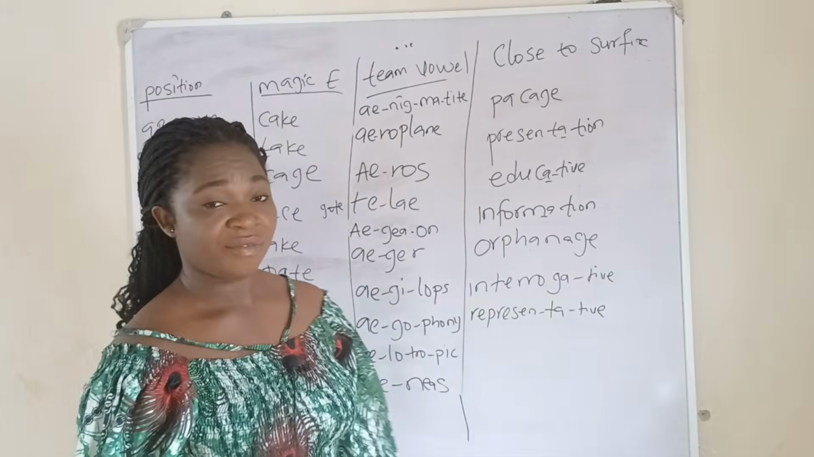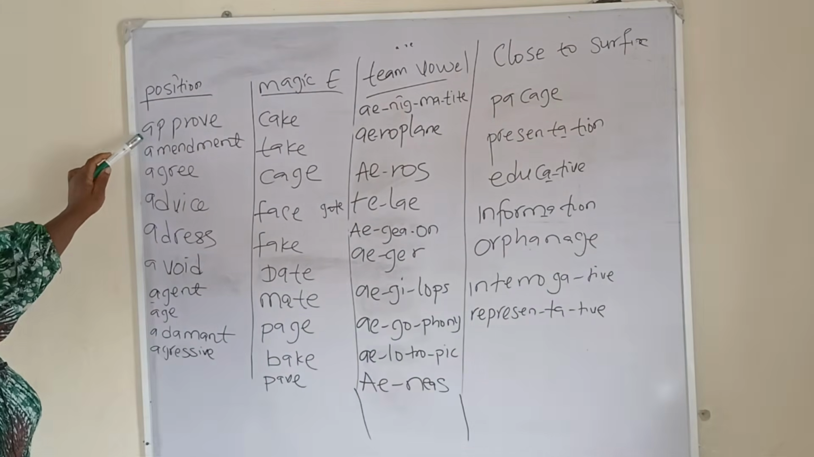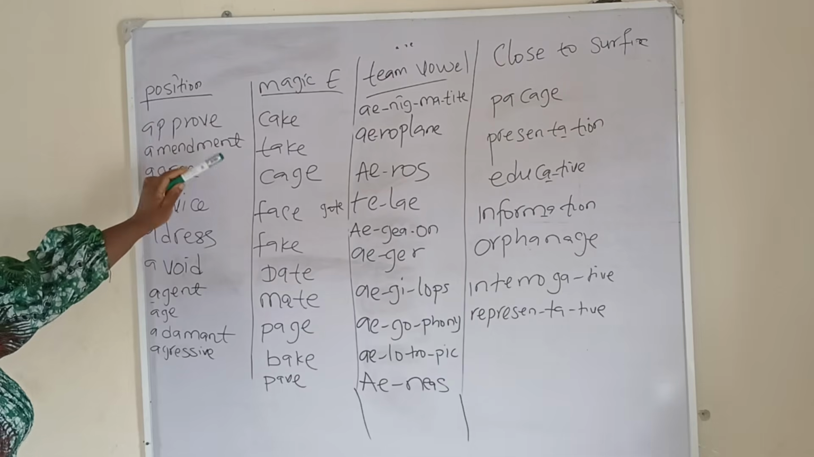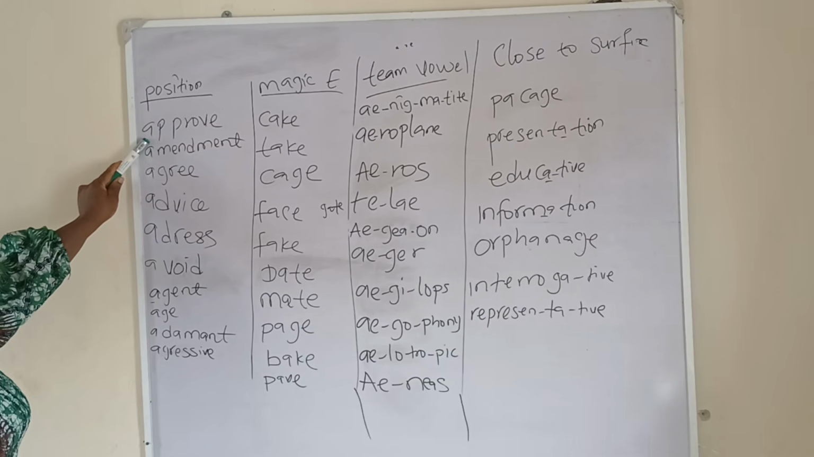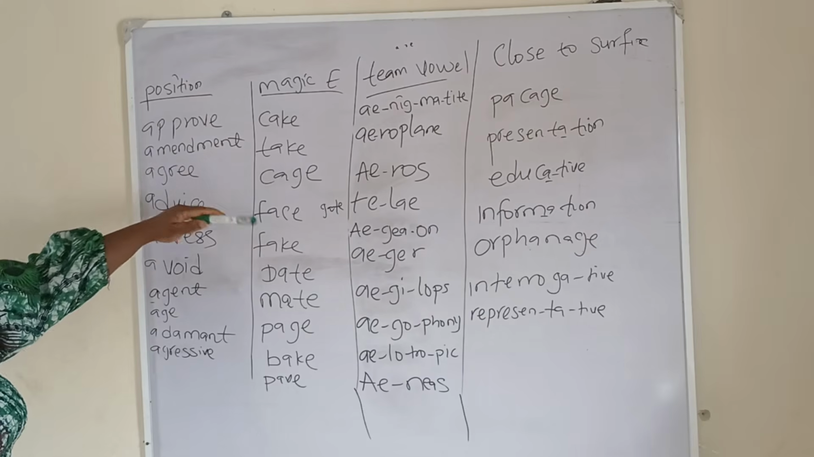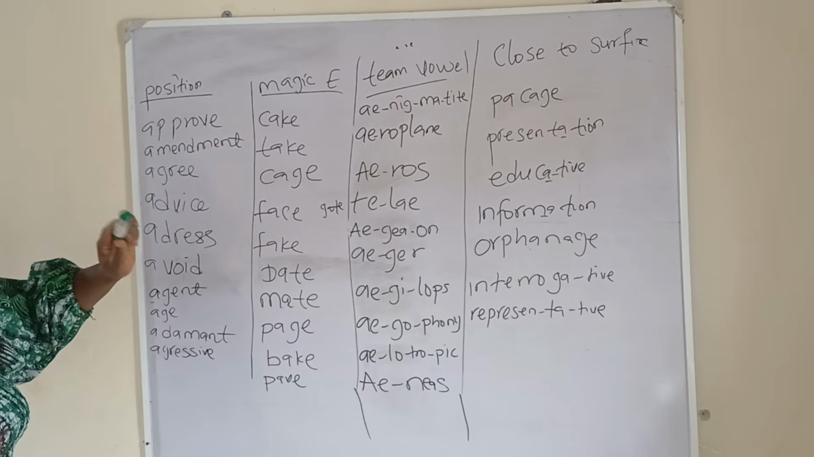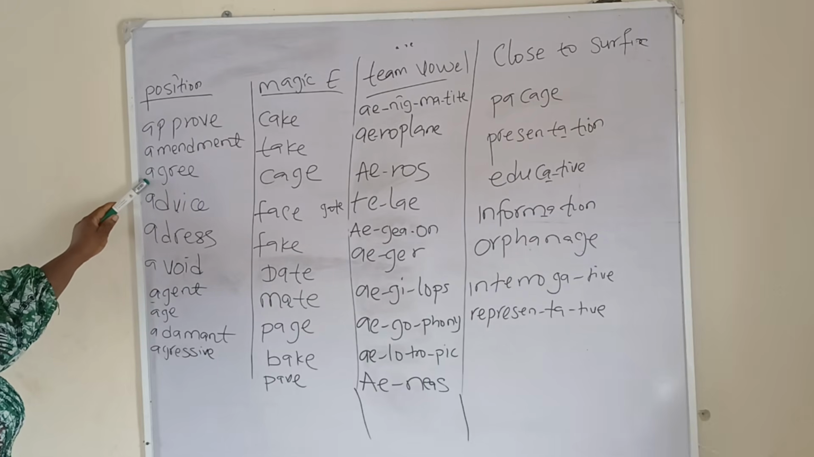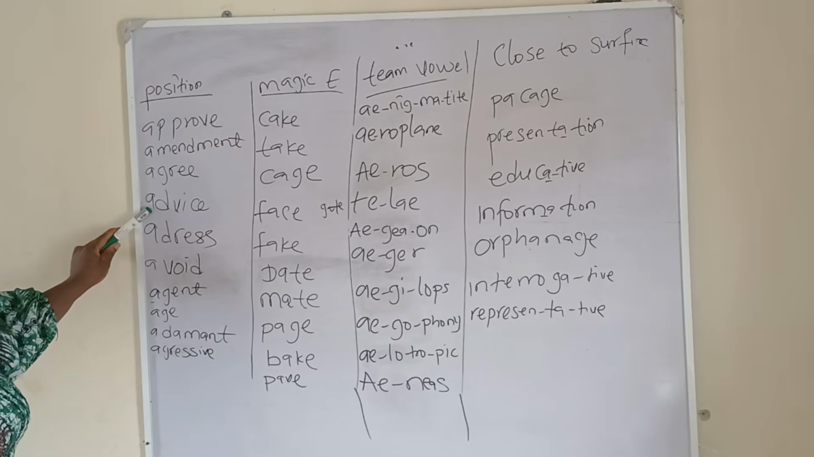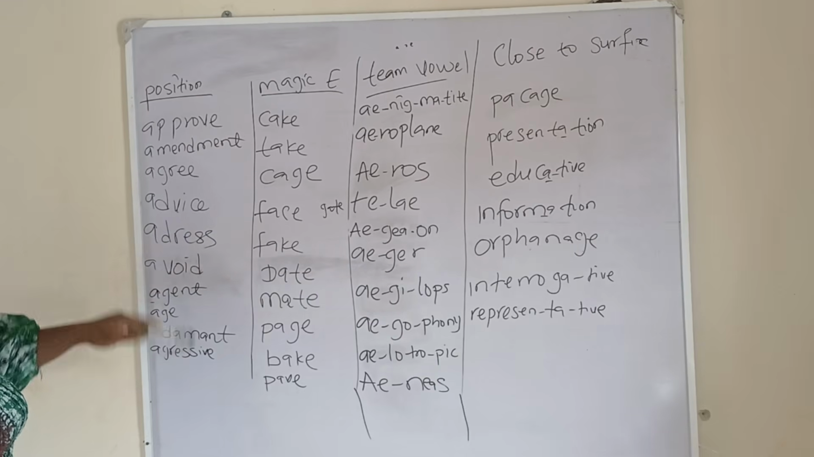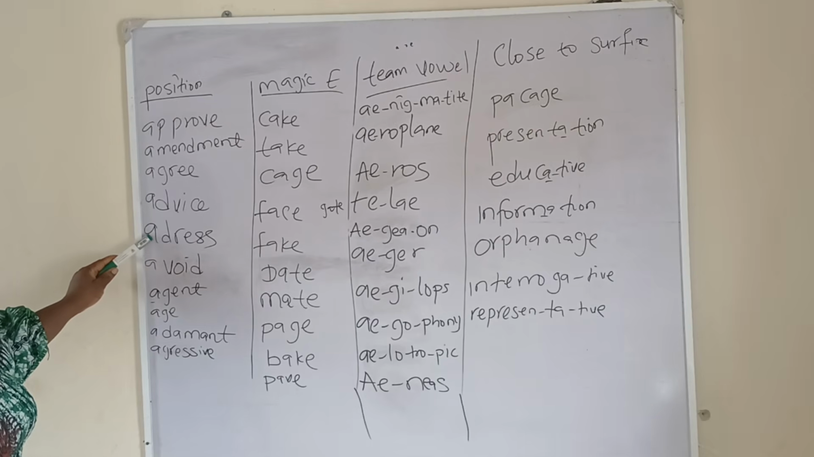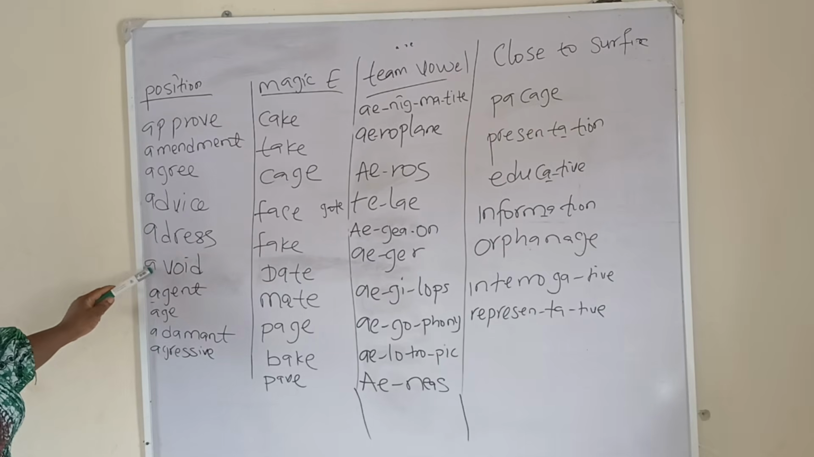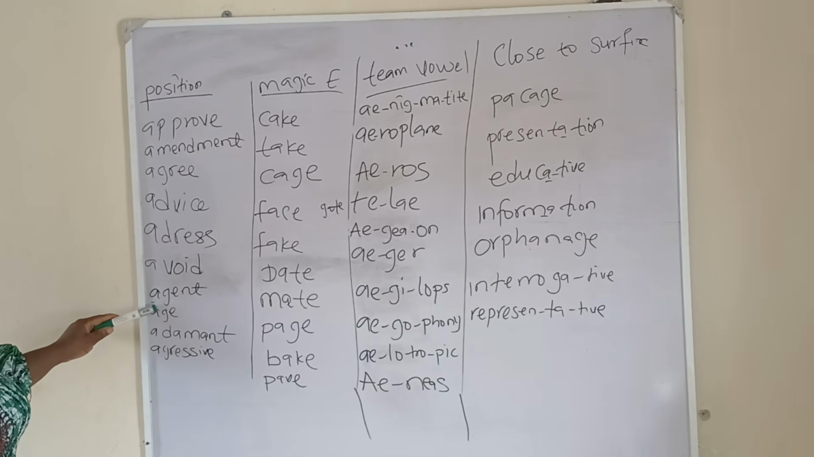Okay, let's see some of the list of words we have here. We have approve, amendment, agree, advice, address, avoid. Now we have agent, where it is sounding with the long A here. I put this here so that you can understand it clearly.